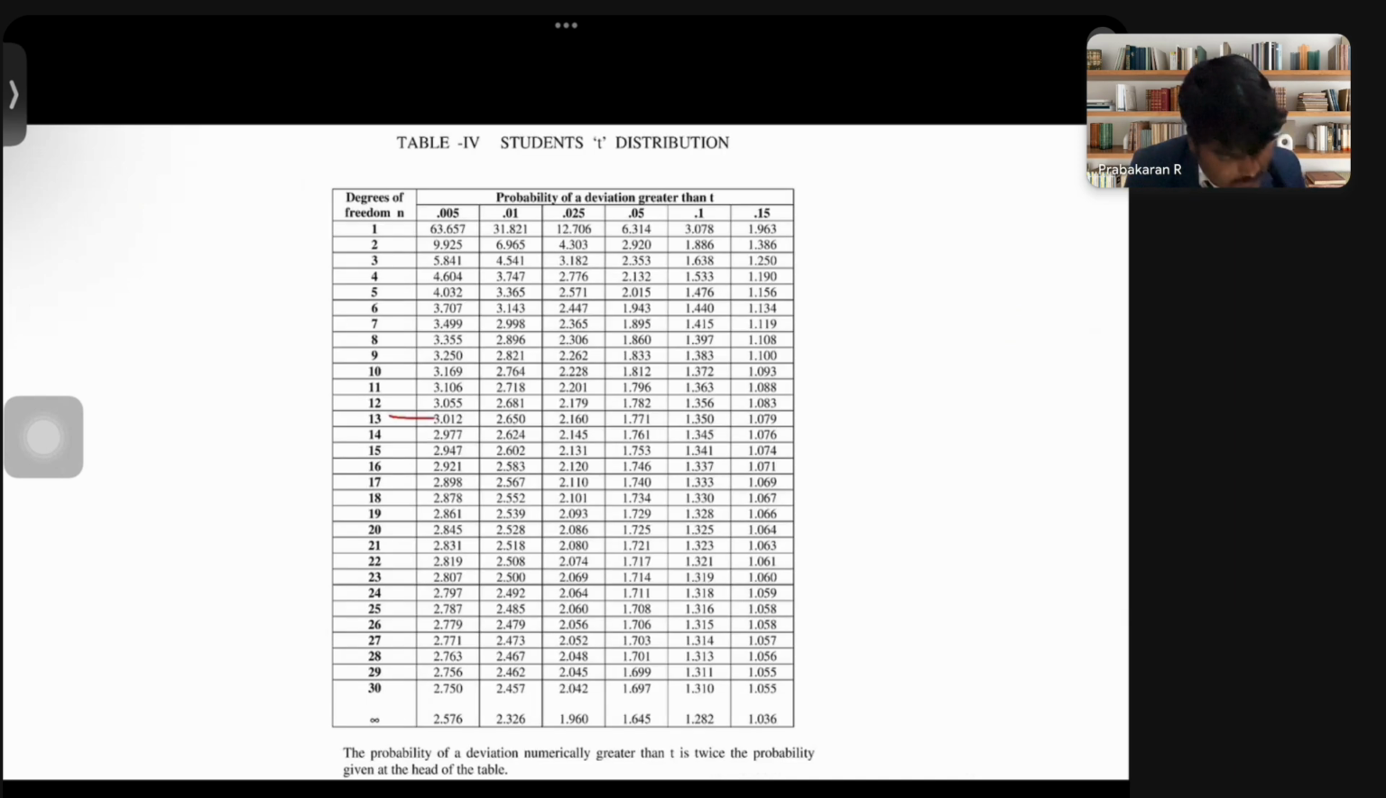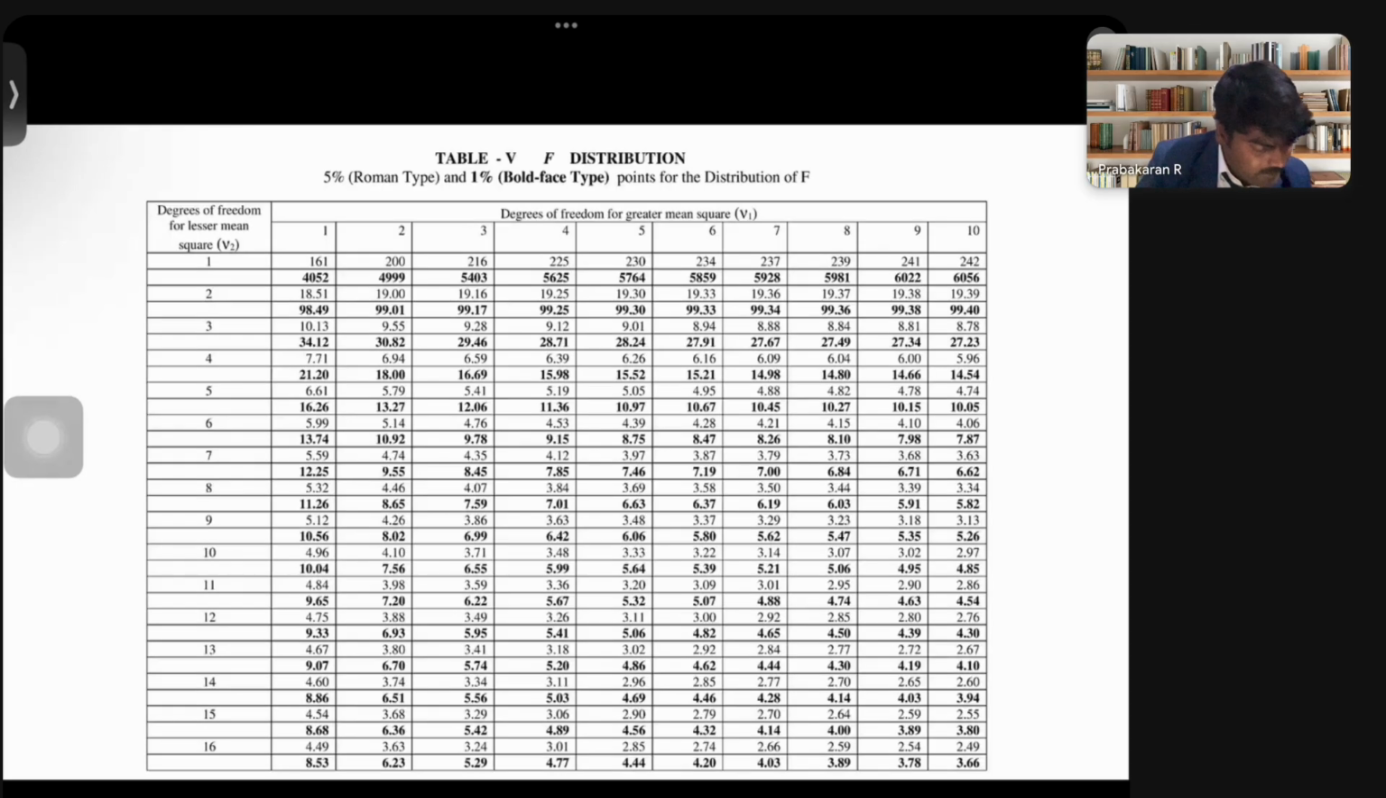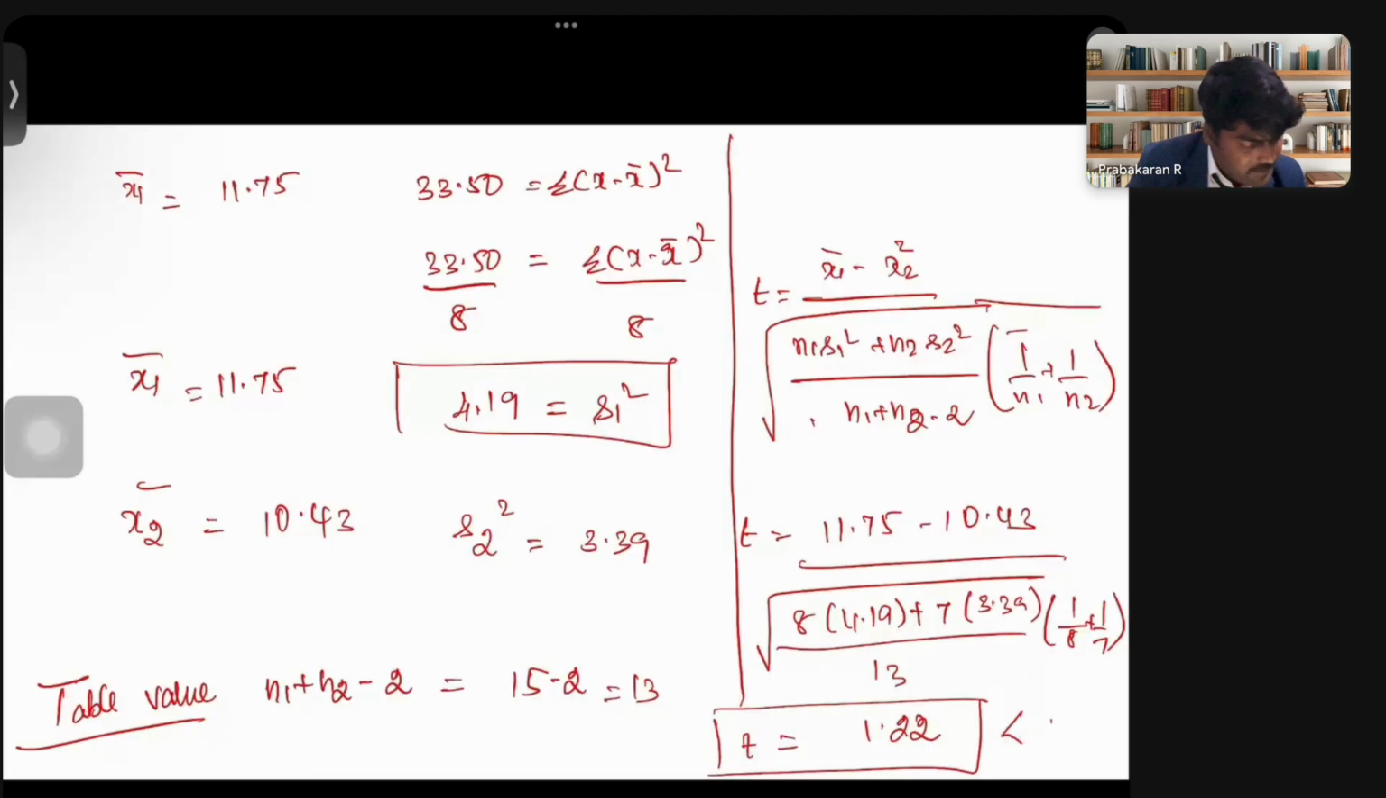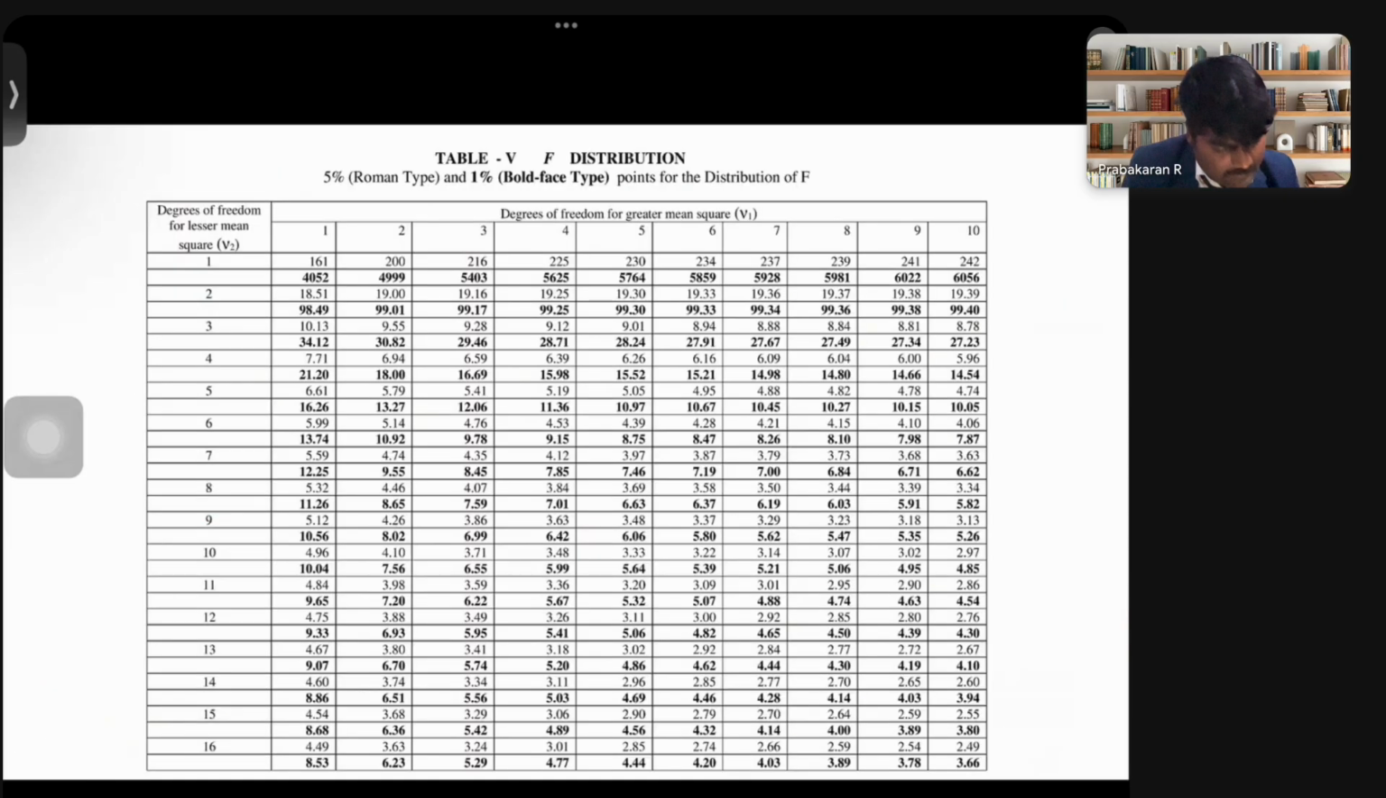Okay, sorry, the table value is 13, right? 13, two-tail, so this is a two-tail test at 5%, so the value is 2.16. We have got the test value as 1.2, and the table value is 2 point something, 2.160.